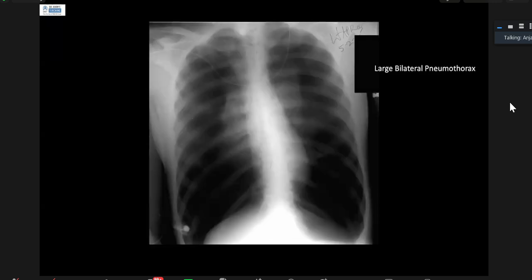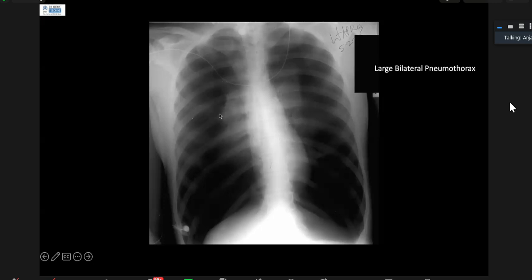So this is a case of large bilateral pneumothorax, and you can see both sides lungs are completely collapsed, and both sides diaphragm, they are depressed. So there's a bilateral tension pneumothorax. So this patient should not have had an X-ray. So the treatment is immediate decompression. You immediately decompress the excess air and relieve the compression.